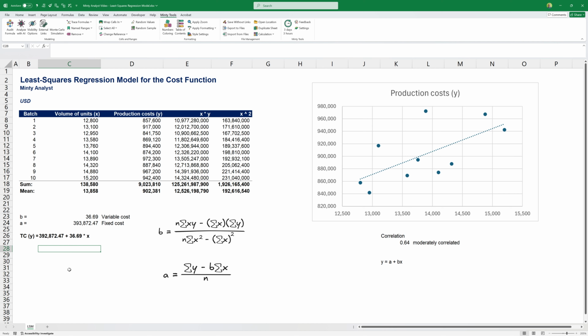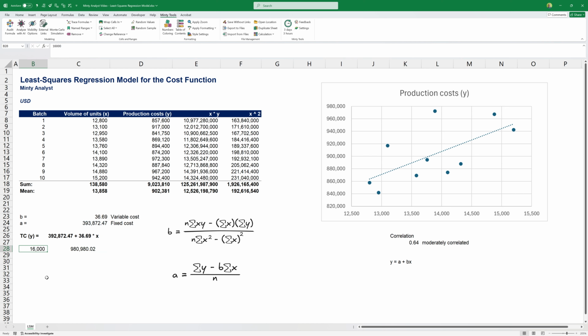So for example, what happens if we had 16,000 units? For 16,000 units, we can do A, I'm gonna fix it to F4, plus B, again, fix it to F4, multiplied by our 16,000 units here. So this is the total cost that we get. Then what happens at 16,500? Copy that down, and it's almost 1 million.